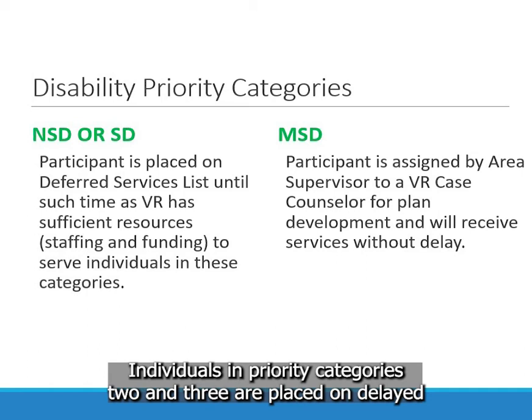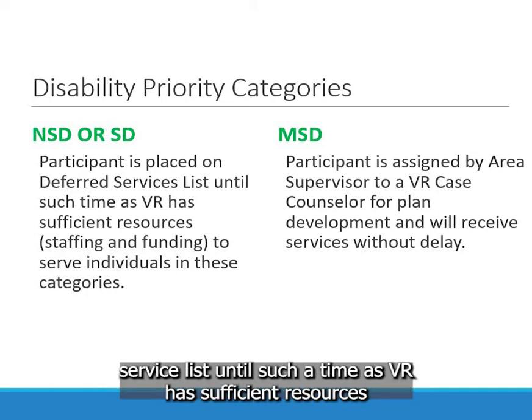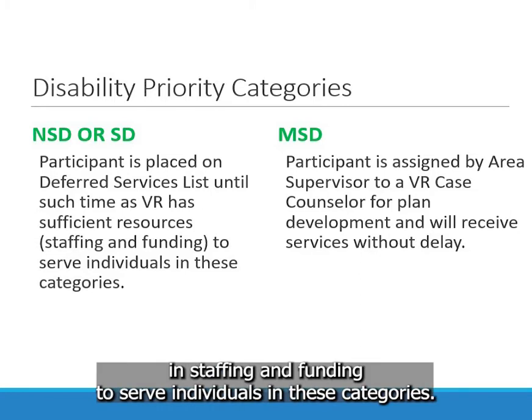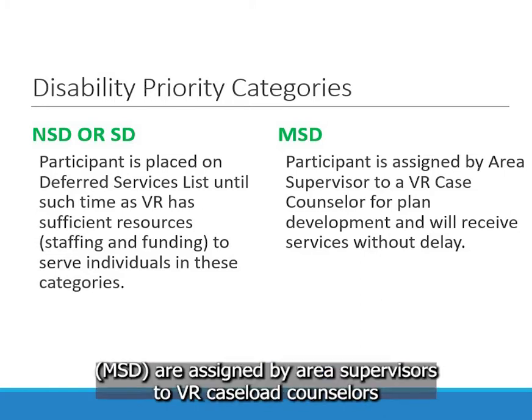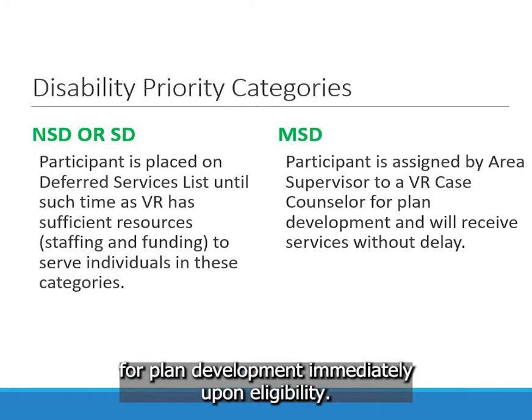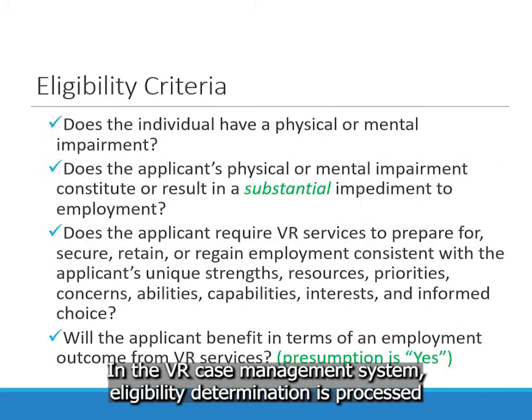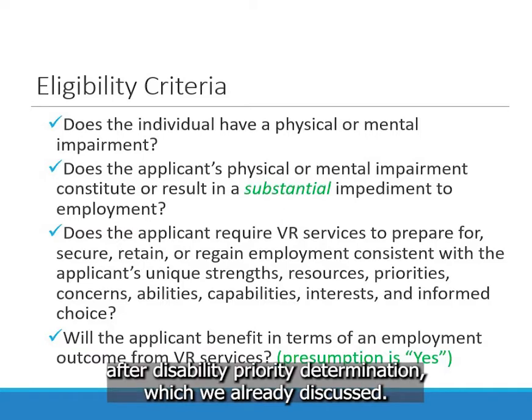person with a disability. Individuals in Priority Categories 2 and 3 are placed on a delayed service list until such a time as VR has sufficient resources in staffing and funding to serve individuals in these categories. Only individuals in Priority Category 1, MSD, are assigned by area supervisors to VR caseload counselors for plan development immediately upon eligibility. In the VR case management system, eligibility determination is processed after disability priority determination, which we already discussed.